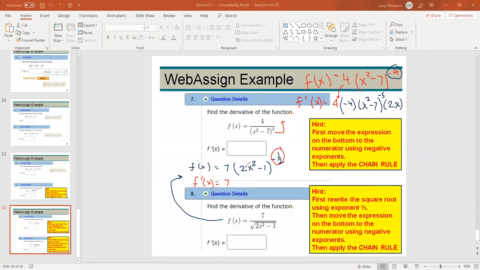This negative 1/2 comes in front as a multiplier. I copy down f of x, that's 2x squared minus 1. I have to subtract 1 from the exponent. Negative 1/2 subtract 1 is negative 3/2. And then here I have to multiply by the derivative of what's inside. The derivative of 2x squared minus 1 is just 4x. Of course, I could simplify the answer a little bit. I'll let you do that, but this is the chain rule.